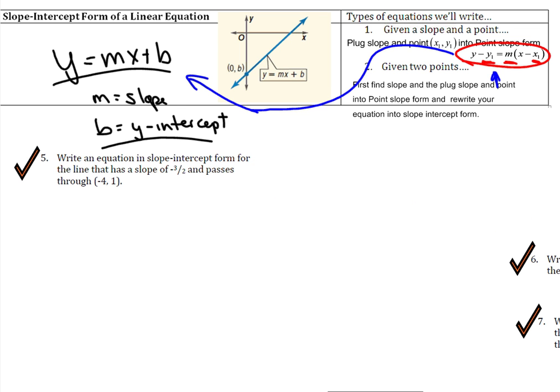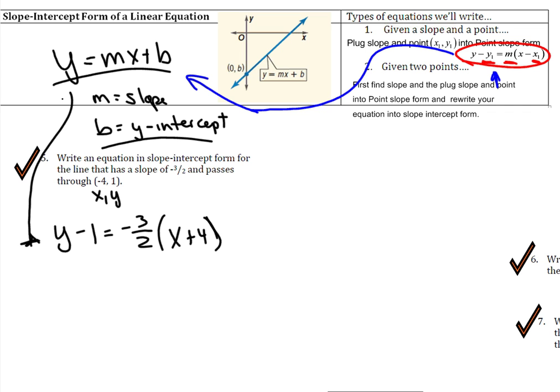So write an equation in slope intercept form for the line that has a slope of -3/2 and passes through -4, 1. So start with point slope form. So this is x, this is y, so I want y minus 1. Slope is -3/2, parentheses, x minus a -4, so that'll be x plus 4.